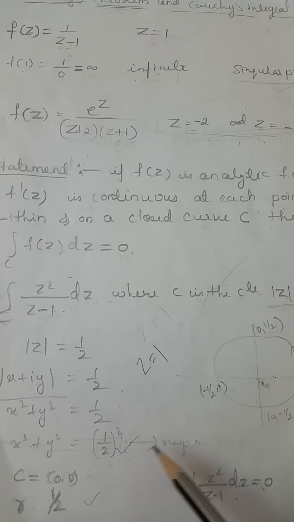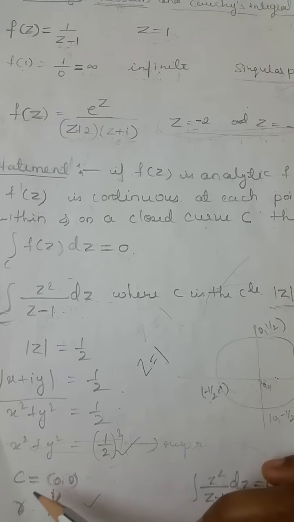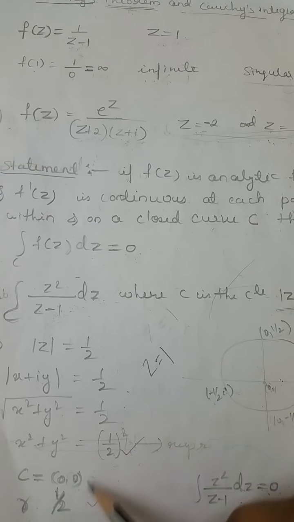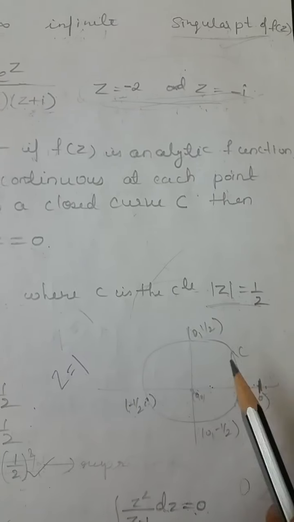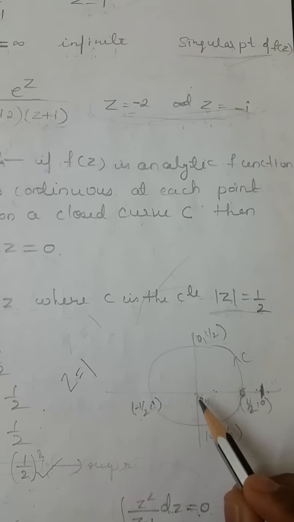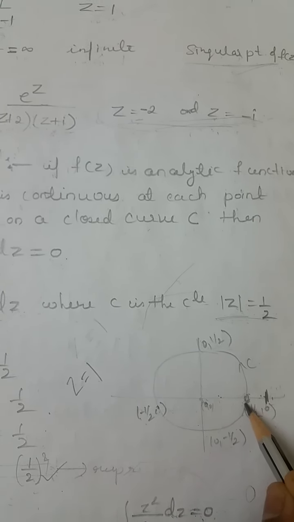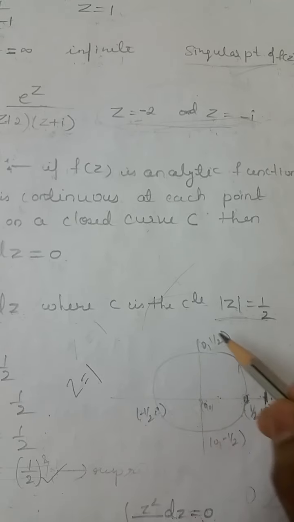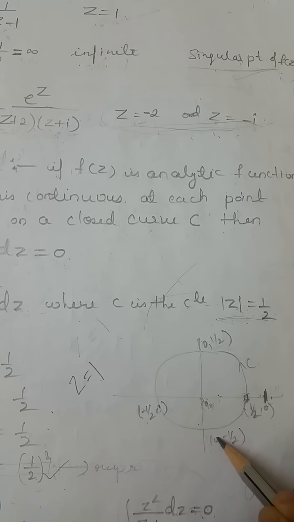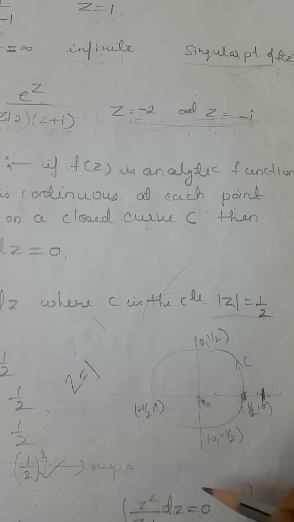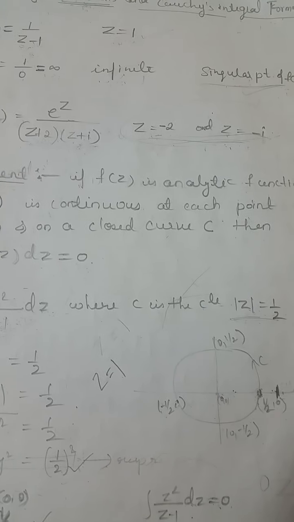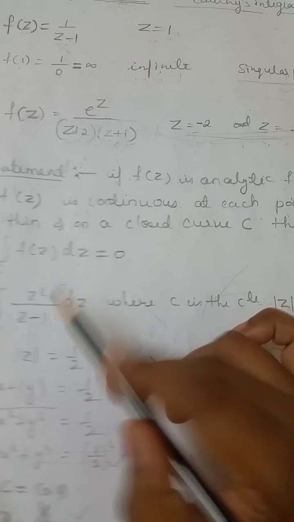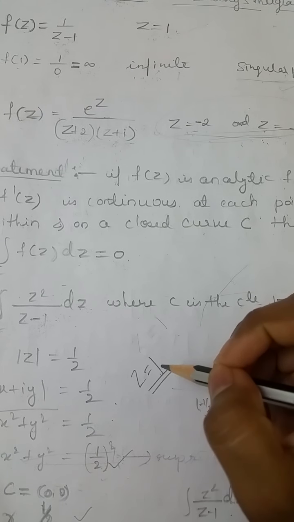So this represents what? A circle, right? With center (0, 0) and radius what? Half. Okay, let us locate these points on the xy plane. Let us draw the circle with center (0, 0) and radius 1/2. This point is (1/2, 0), this is (−1/2, 0), this is (0, 1/2) and this is (0, −1/2). You know, this is the real axis and this is the imaginary axis. Okay, now see this function. What is the singular point of this function? That is z = 1, right?